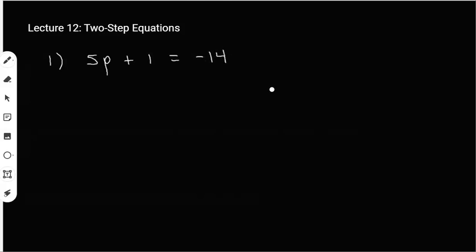5p plus 1 is equal to negative 14. So for this equation, I have two terms on the left side and I have one term on the right side. What I always want to do is isolate the variable. I want to figure out what p is. So in front of p, I will put a question mark because we don't know what it is yet, but I do know that I want to isolate the variable, p. So how can we do that? How can we get p by itself?